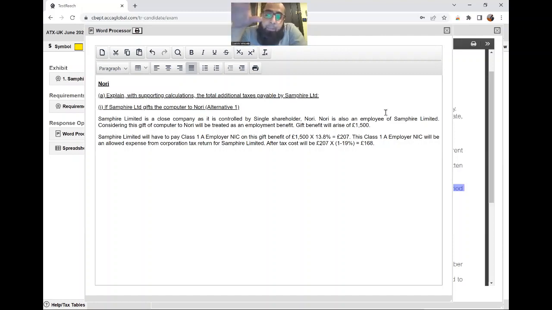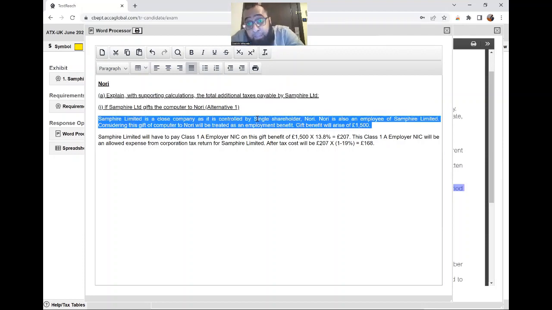Now see, things are very simple, but it's just doing it carefully. What was the question? Explain with supporting calculation the total additional tax payable by Samphire Limited, not by Nouri. We have to look at Samphire Limited. Now, Samphire Limited is a closed company as it is controlled by a single shareholder, Nouri. Nouri is an employee of Samphire Limited. Considering this, gift of a computer to Nouri will be treated as employment benefit.